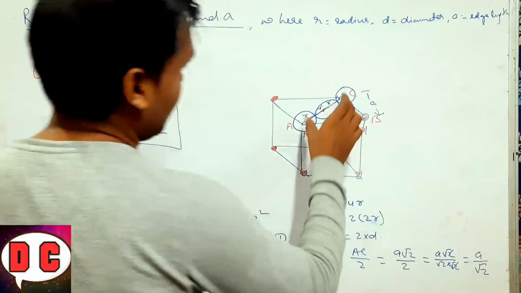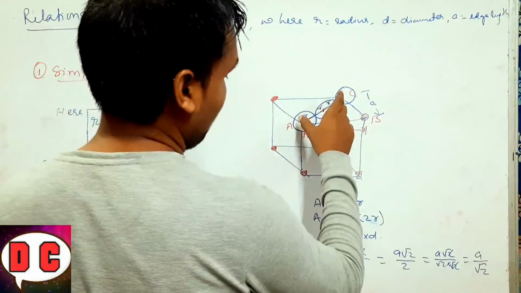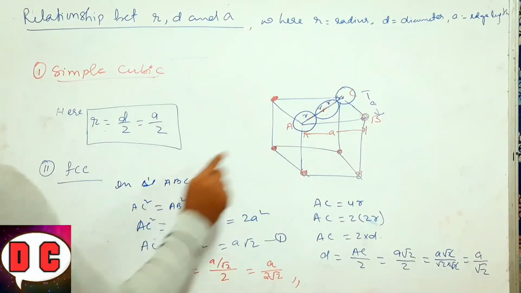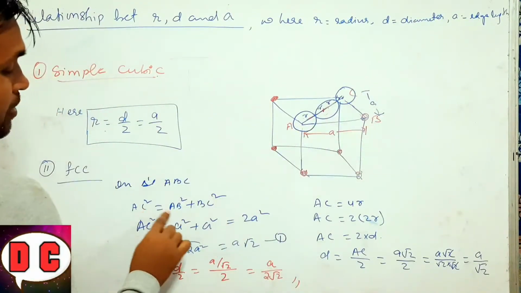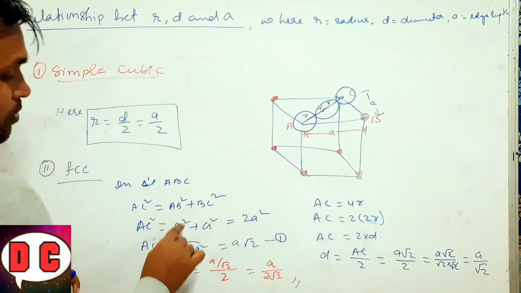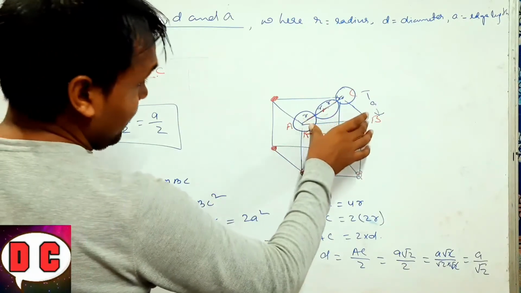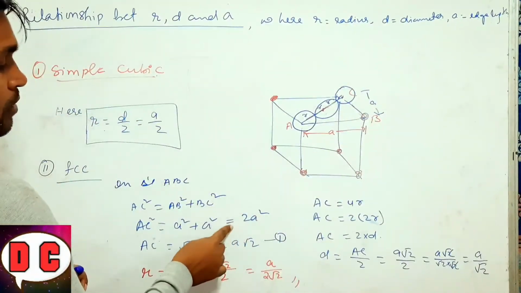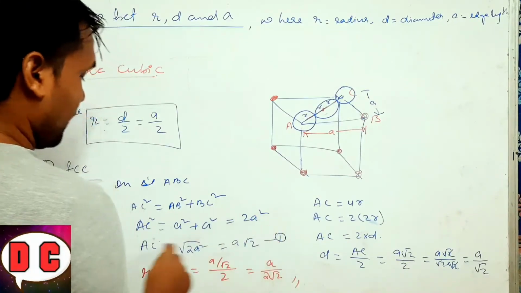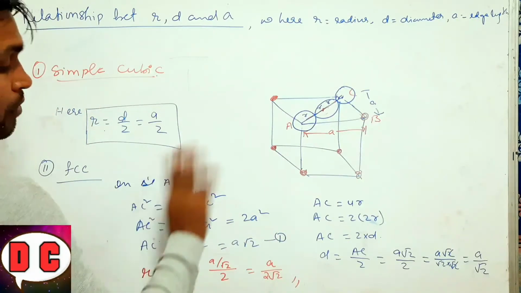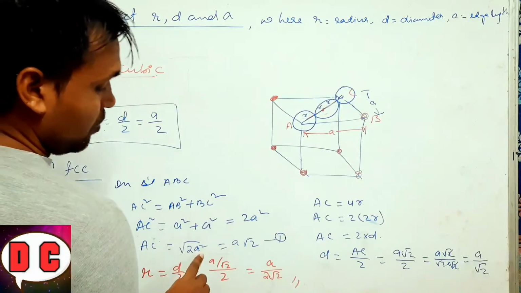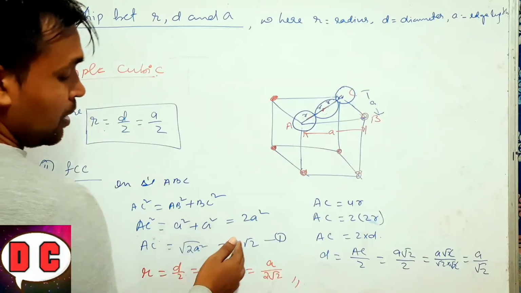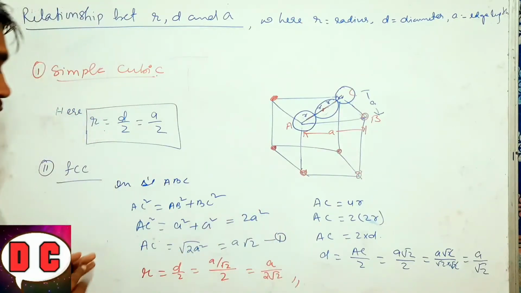Now in triangle ABC, AC becomes the hypotenuse. This is the base and this is the perpendicular. So in right angle triangle ABC, AC square equals AB square plus BC square. AB's value will be how much? a, the edge length of the cube. BC's value will be what? a. So a square plus a square. So AC will be, the square shifted that side, root over 2a square, which comes out of the root as a root 2. It will be equation number 1.